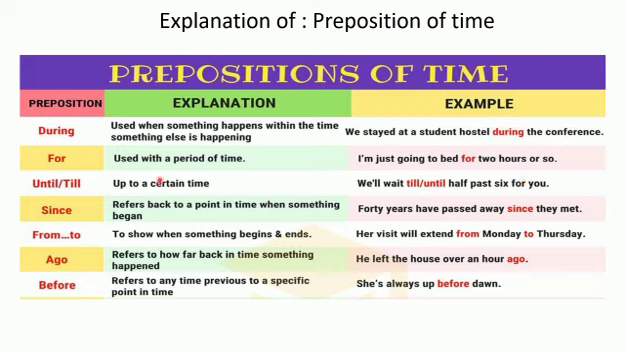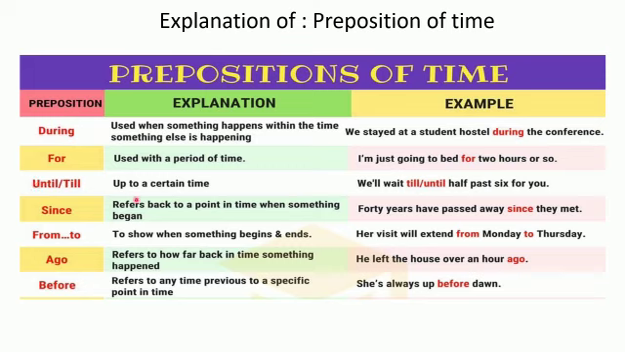Next is for. Used within a period. I am just going to bed for 2 hours or so. Here he has decided already that he will sleep for 2 hours, or he is remaining in bed for 2 hours. So we will use for.